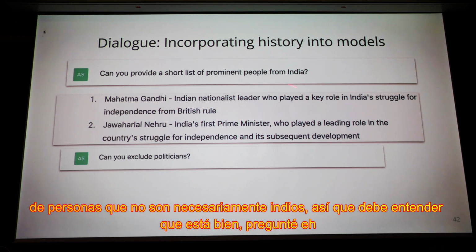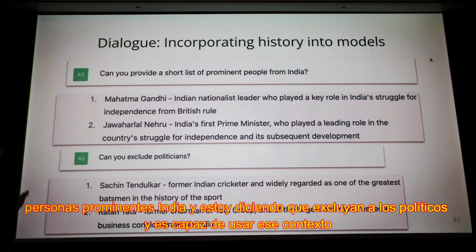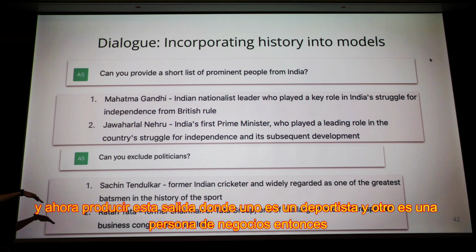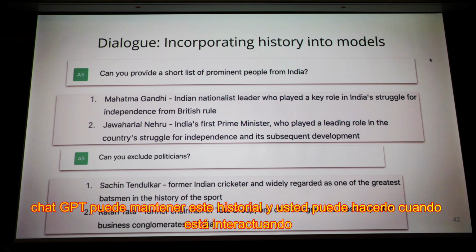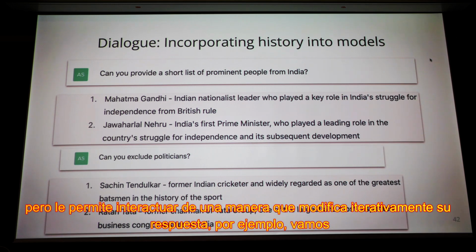So it needs to understand that, okay, I asked for prominent people in India, and I'm saying exclude politicians. It's able to use that context and now produce this output where one is a sports person and another is a business person. So ChatGPT is able to maintain this history, and when you're interacting with ChatGPT, there's a certain number of turns you can go, significantly greater than one, but it allows you to interact in a way that you iteratively modify your answer.